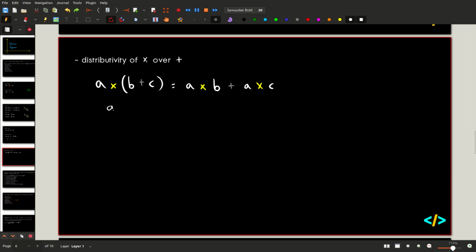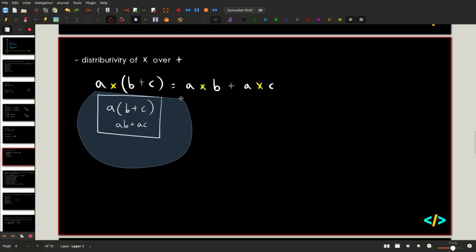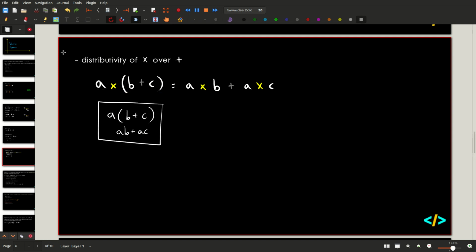And so the idea is we implicitly prioritize the timesing over the plus, and we get ab plus ac. So this distributivity has to be met. This condition has to be met for a set to be a valid field. You can almost imagine this as precedence, where the times takes precedence over the plus. So those are the conditions for something to be a valid field.